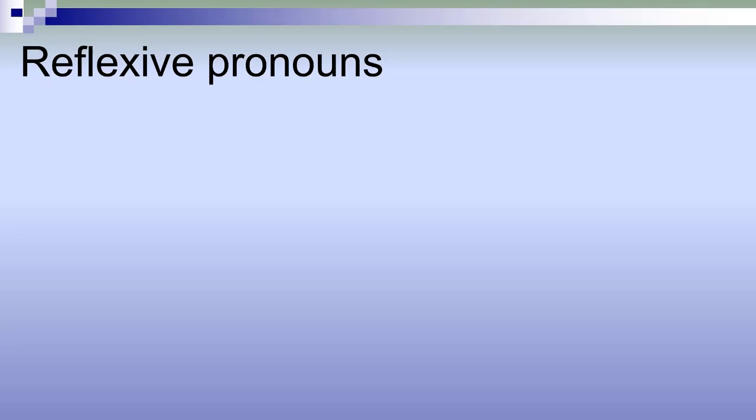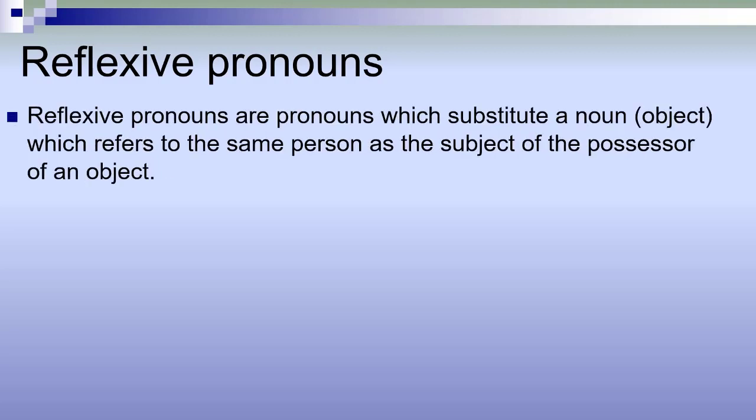And then we have the fifth kind of pronoun, namely reflexive pronouns. Reflexive pronouns are pronouns which substitute a noun or object which refers to the same person as the subject or the possessor of an object. I will see that later.